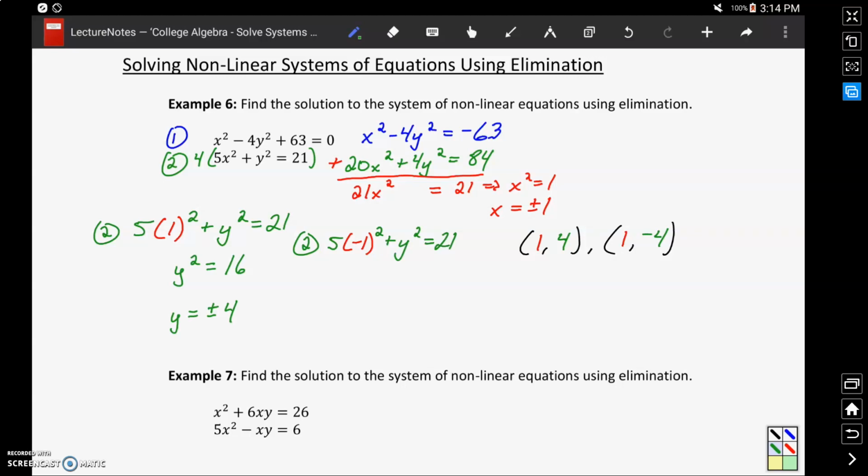Negative 1 squared will just be positive 1, so this will actually lead us to exactly the same result. y is equal to plus or minus 4, but gives us two new coordinate pairs to consider as solutions. In this case, when x is equal to negative 1, y can be equal to positive 4 or negative 4. So our complete solution in this case is actually 4 ordered pairs, representing the 4 different points where these two equations would intersect with one another.